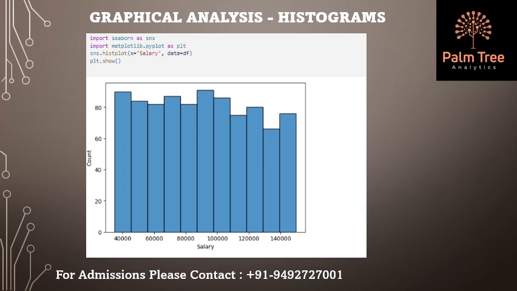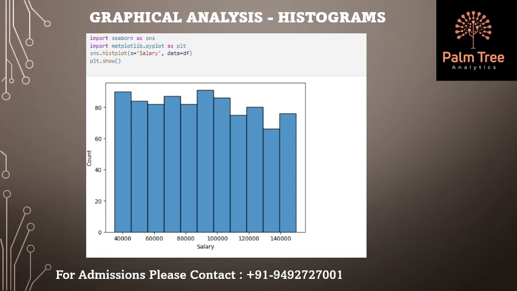To draw the histograms, we are using the seaborn package as sns, and then we bring the histplot with x equal to salary. The salary is being put under the histogram. This salary is retrieved from the data equal to df. df is the data frame which we initially imported using pd, read from the CSV employees.csv.